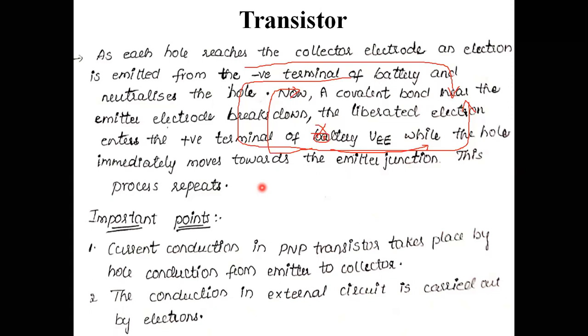Maximum of the flow of current is mainly because of holes movement. That is where I get the maximum amount of current flow. That current flow I am treating as hole current here.